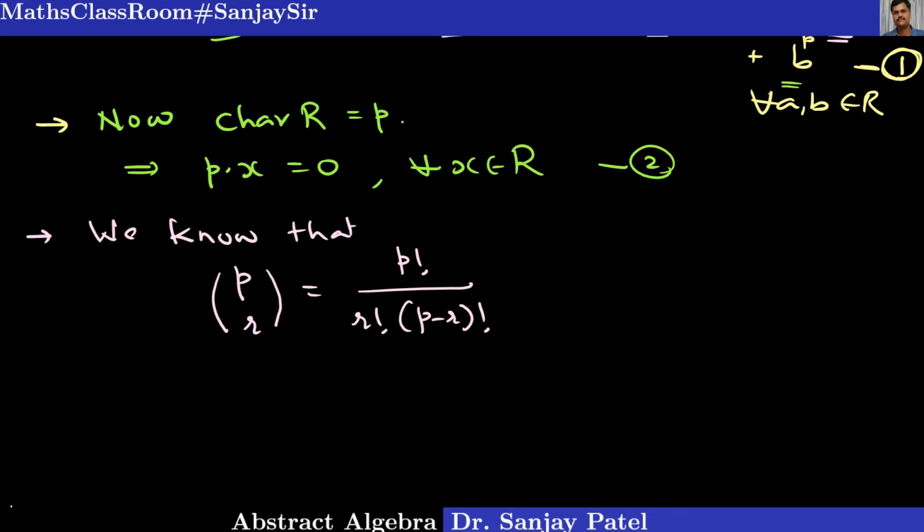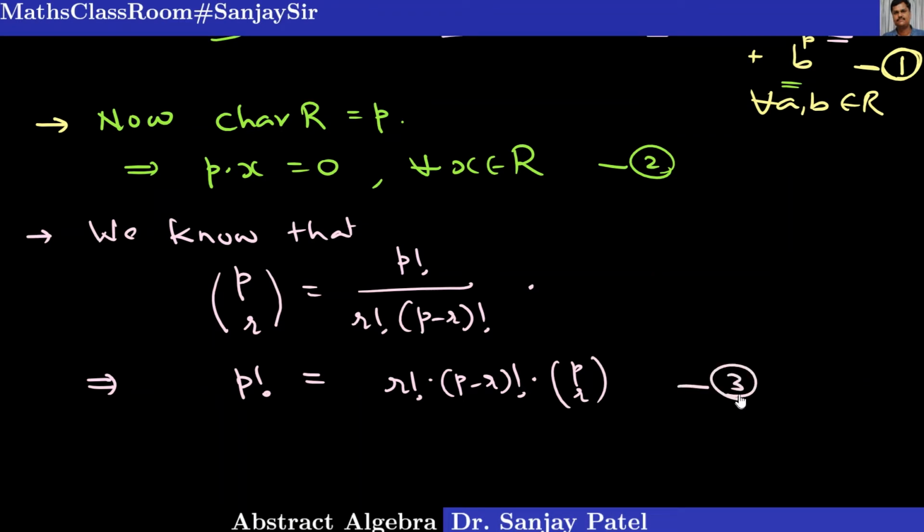Okay, we know this binomial formula for pCr. This I can write as p factorial is equal to r factorial into (p minus r) factorial into pCr. Let us call this result number 3.